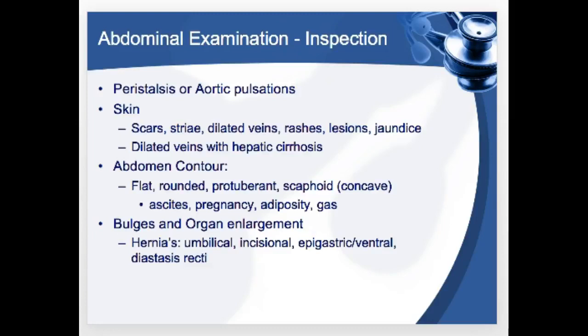Look for the contour of the abdomen. Is it obese? Is it flat, rounded, protuberant, scaphoid? Look for signs of, you know, those protuberant abdomens may indicate ascites, pregnancy, adiposity, gas, and we'll talk about ascites particularly in a bit.